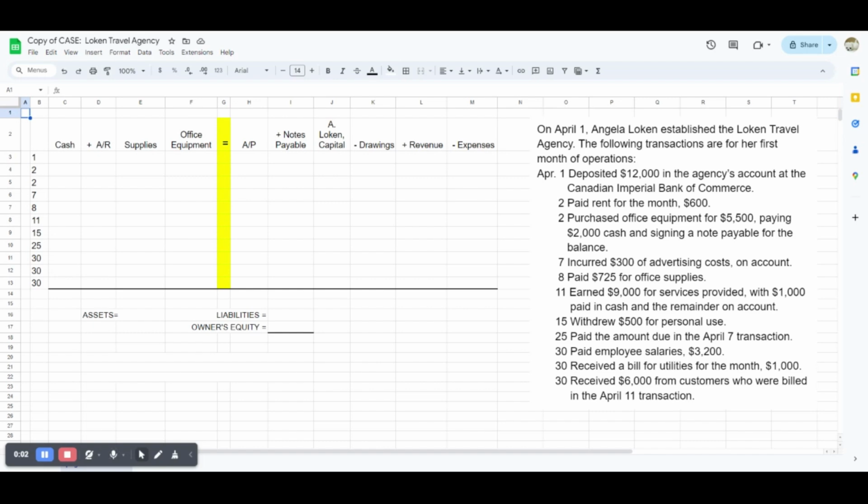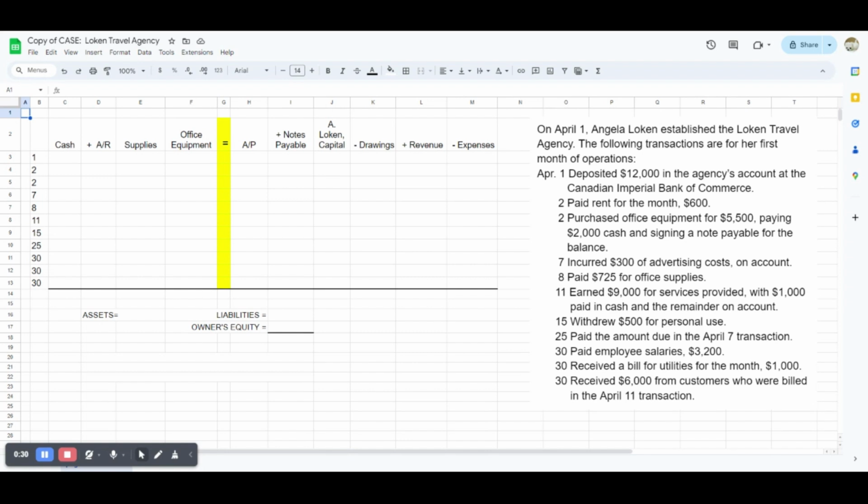Okay, now let's work on our second example. Let's read the question first. On April 1st, Angela Loken established the Loken Travel Agency. The following transactions are for her first month of operations. April 1, deposited $12,000 in the agency's account at the Canadian Imperial Bank of Commerce.